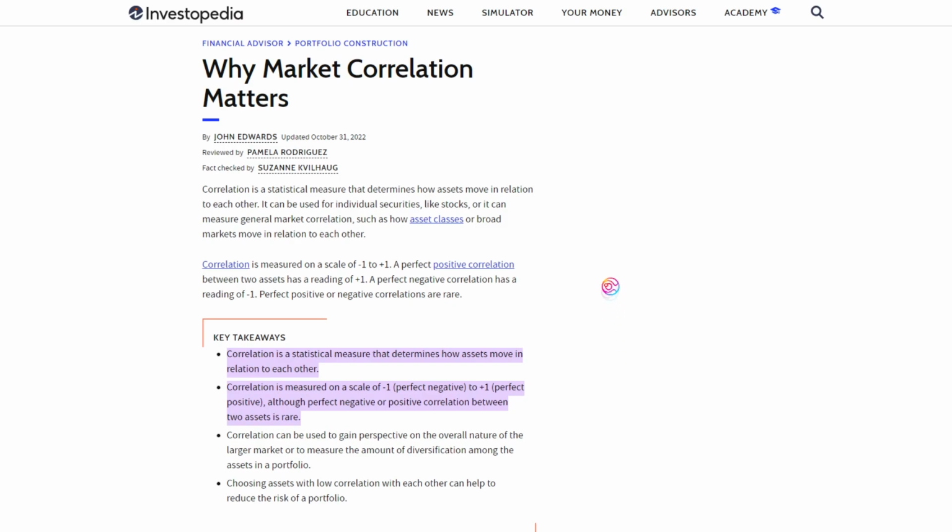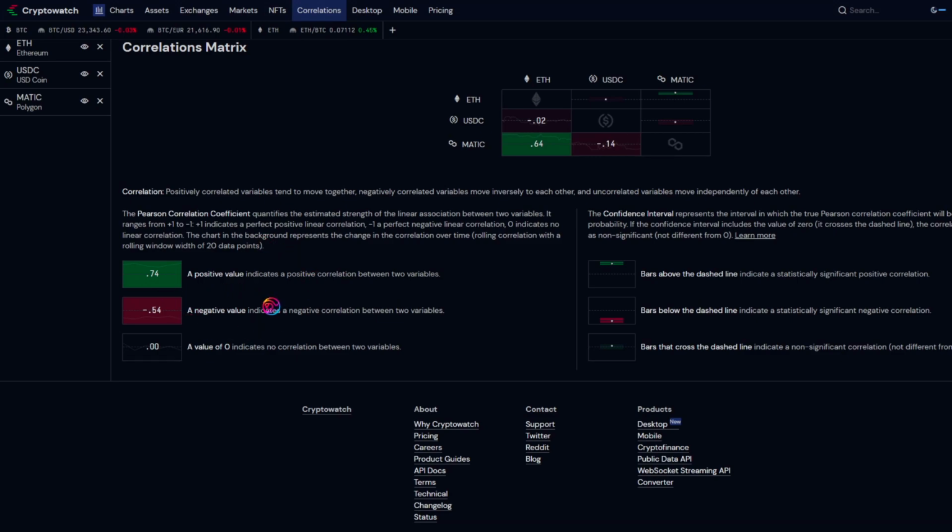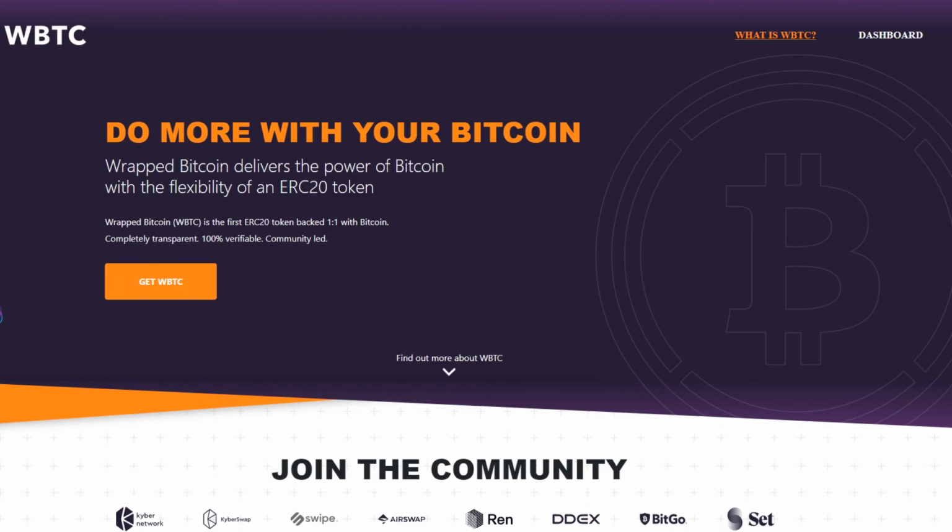Asset or market correlation is simply a measurement of how assets move in relation to one another, and it is measured on a scale of -1 to +1. A positive value indicates a positive correlation between two assets. +1 is a perfect positive correlation and requires that an asset moves exactly 1-to-1 with the other. BTC and wrapped BTC are good examples of +1 correlated assets because they are meant to move identically.